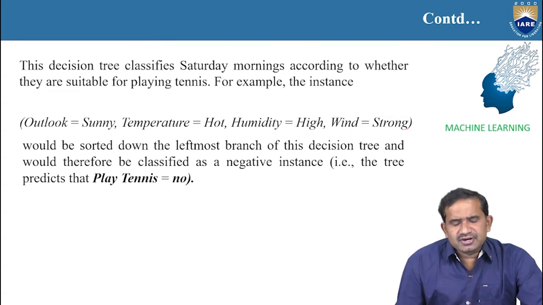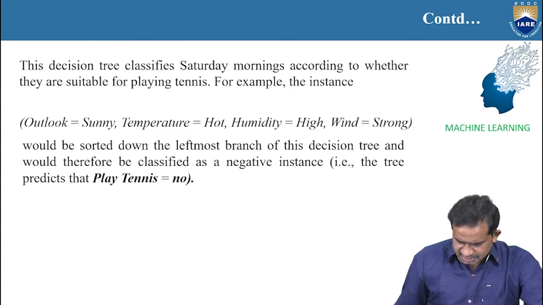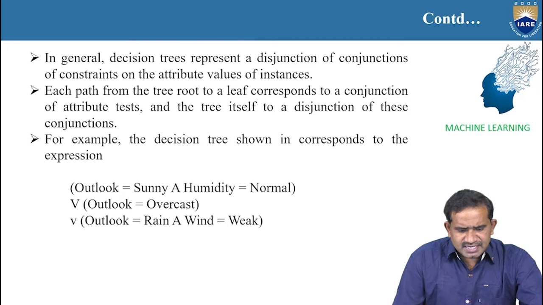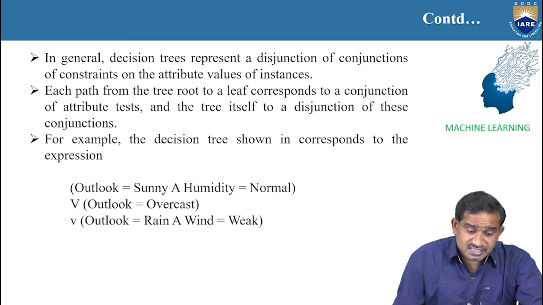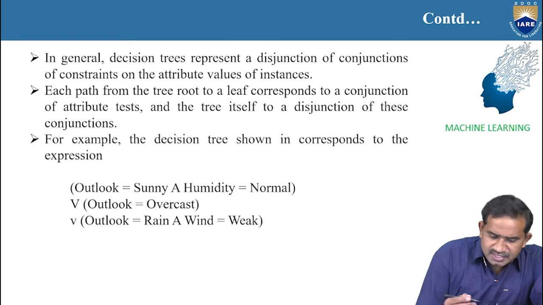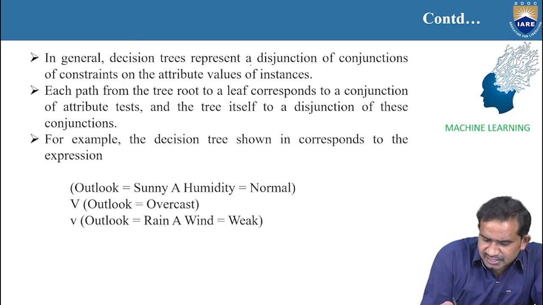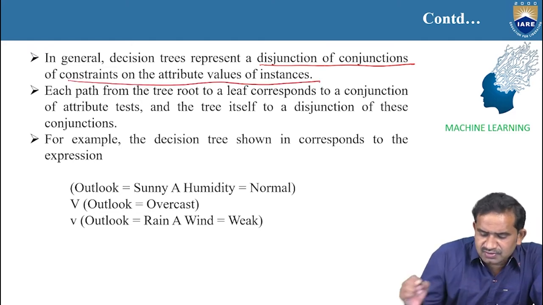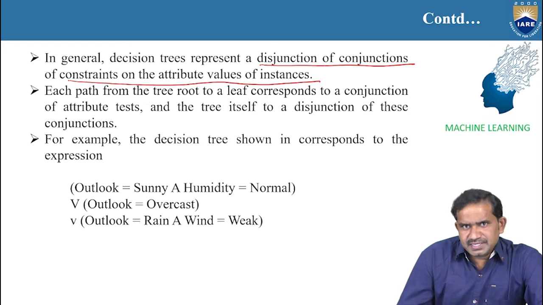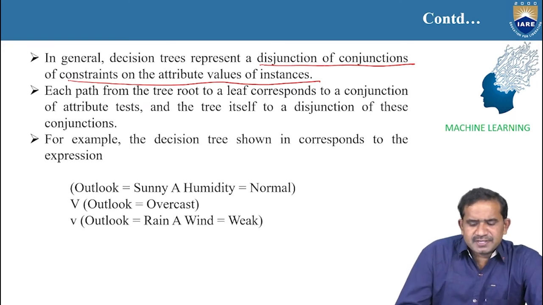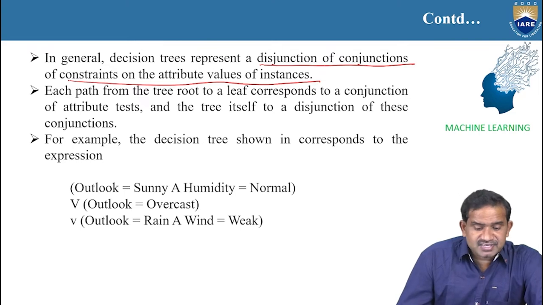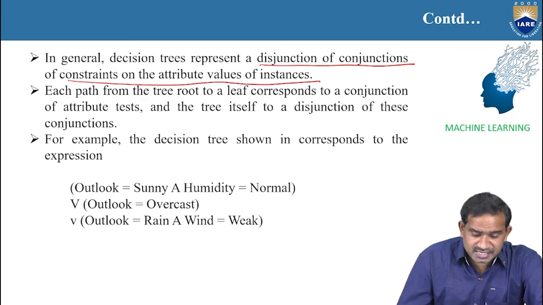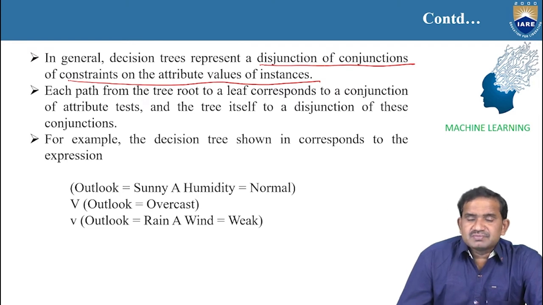We try to play a game or not, based on these conditions. In general, decision trees represent a disjunction of conjunctions of constraints on the attribute values of the instances. Finally, the decision tree is represented based on the disjunction of conjunctions, meaning some conditions on the attribute values of the instances.